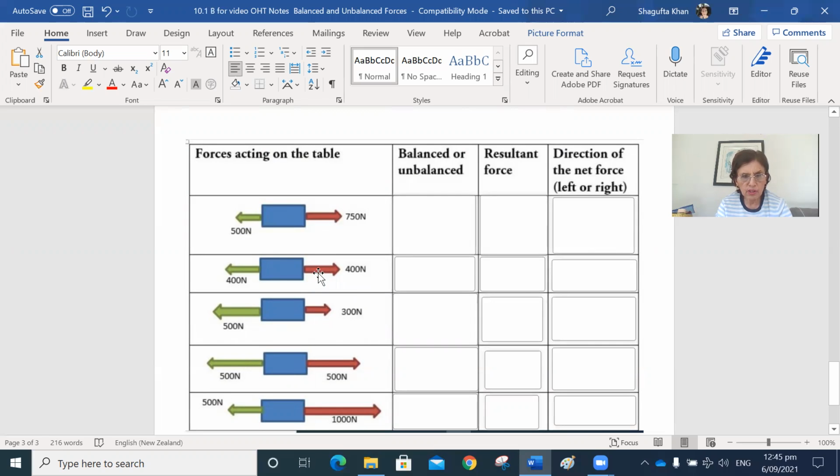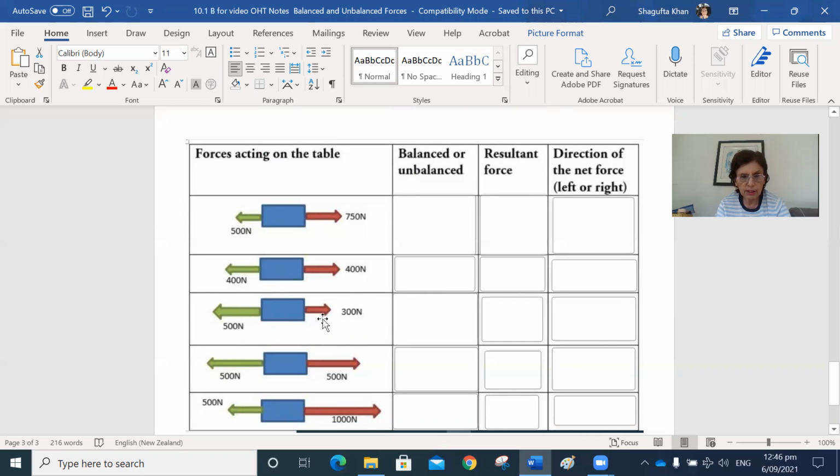In this situation, 400 and 400 are equal in size and opposite in direction, so forces are balanced, with zero resultant force, and the object will be either stationary, or if it was initially moving, then it will be moving at a constant speed.